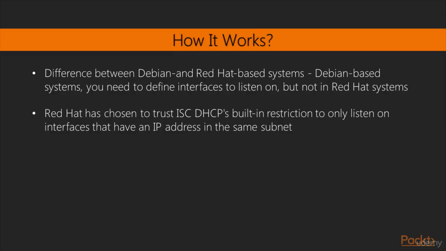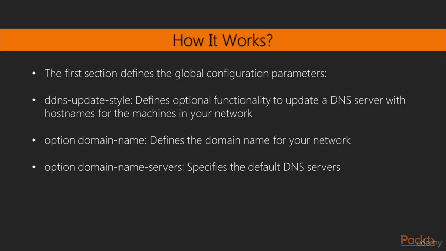The first thing you might notice about the difference between Debian and Red Hat based systems is that in Debian based systems, you need to explicitly define the interfaces to listen on, while this is not needed on Red Hat systems. This is because Red Hat has chosen to trust ISC-DHCP's built-in restriction to only listen on interfaces that have an IP address in the same subnet as DHCP leases were set up for. Let's look at the configuration for the DHCP server itself.